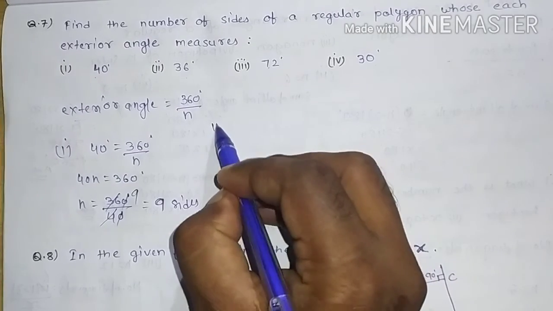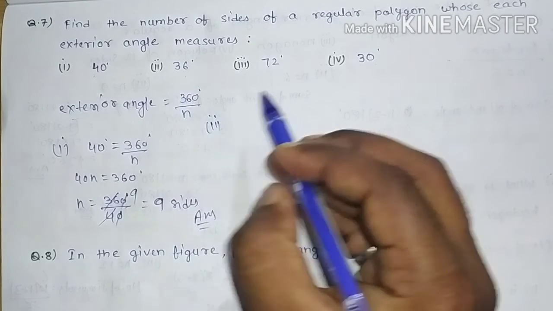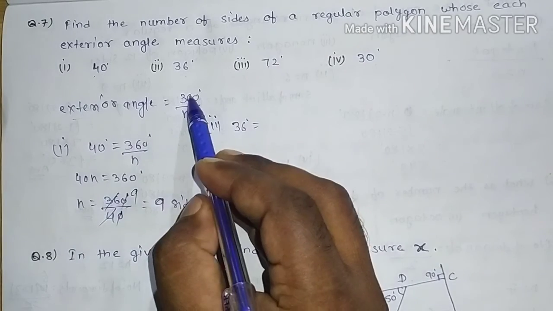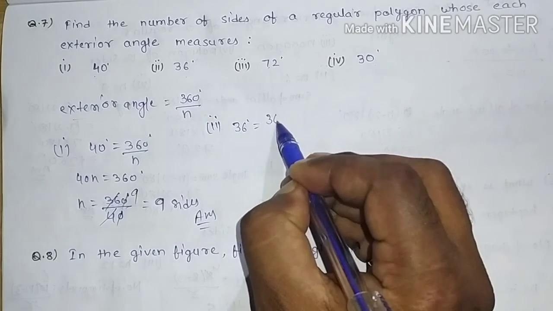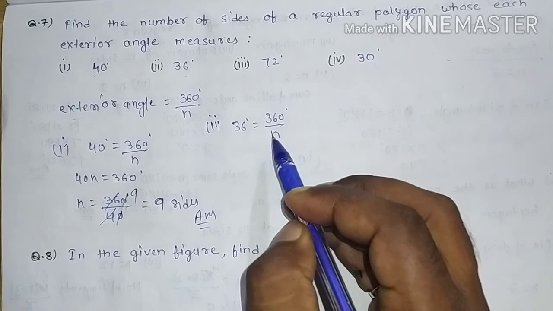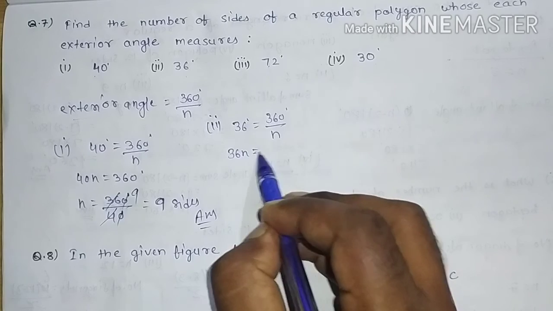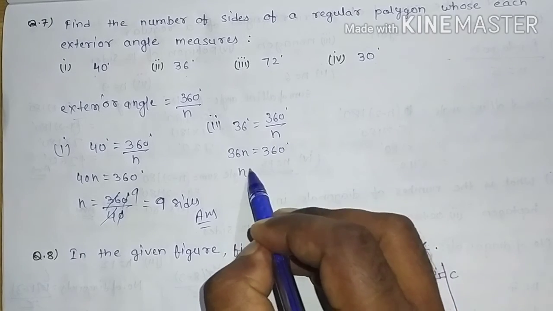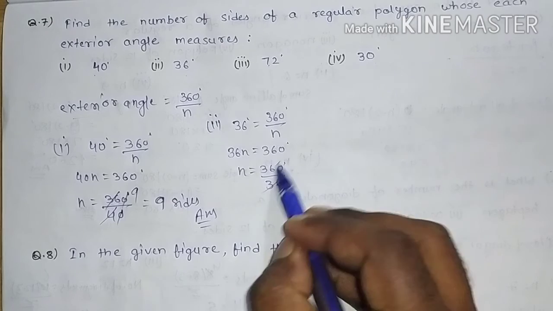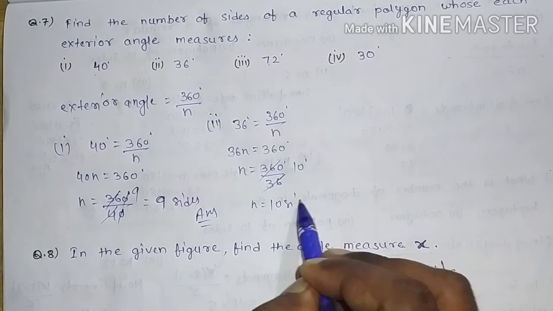Similarly, the second question, exterior angle 36 degrees is given. So 36 degrees equals 360 degrees divided by n. Here we have to find the value of n. By cross multiplication, 36n equals 360 degrees. Now n equals 360 degrees divided by 36, and it will be cancelled out. So this is 10. So n equals 10, 10 sides are there.